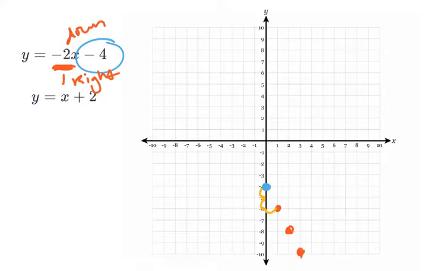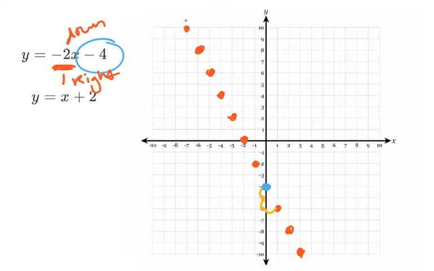Okay? If I want to do the other side of that y-axis, I'm going to go up 2, left 1. Up 2, left 1. Just doing the opposite. Up 2, left 1, up 2, left 1. Okay? So there's my line.